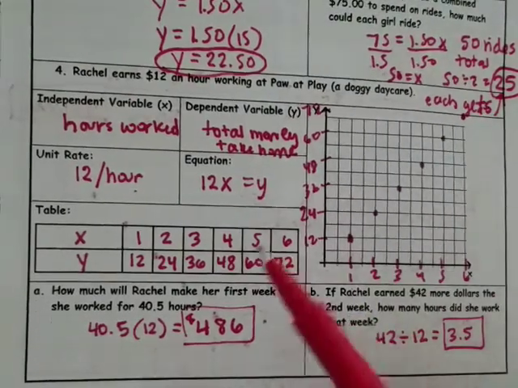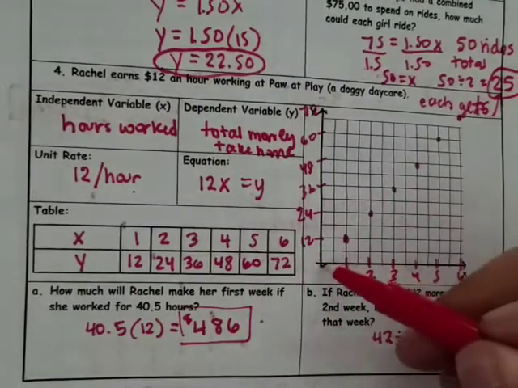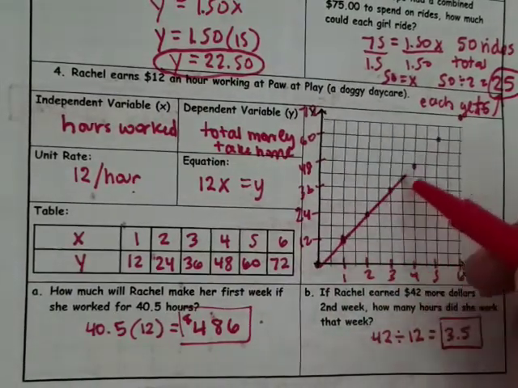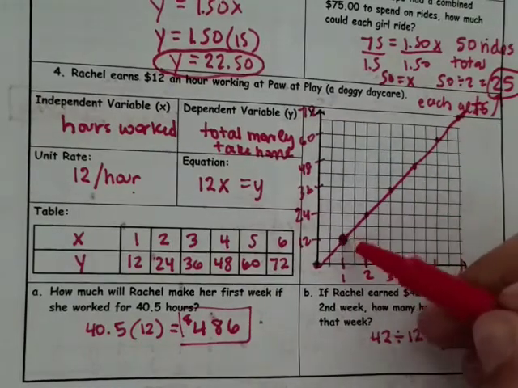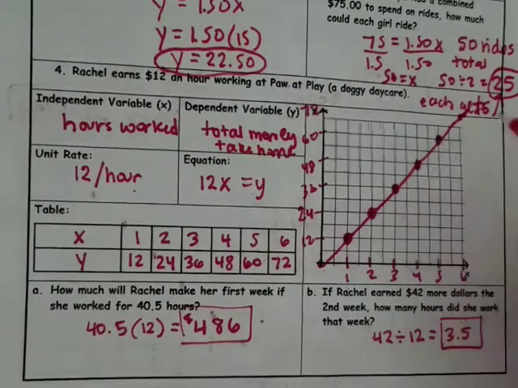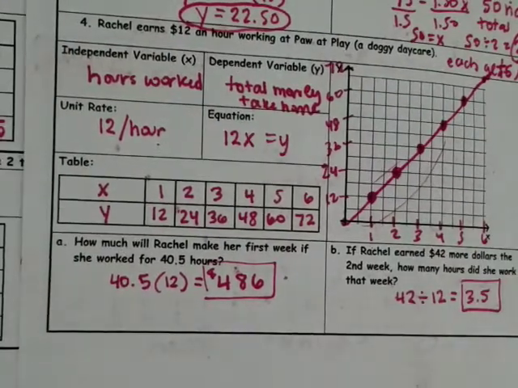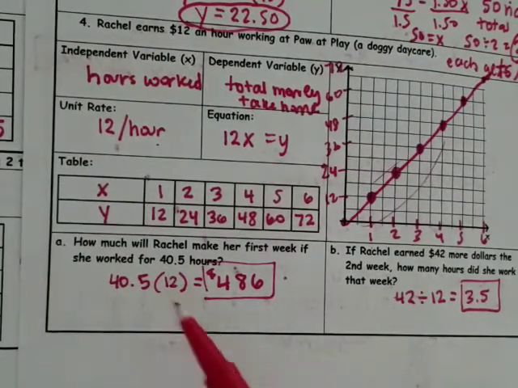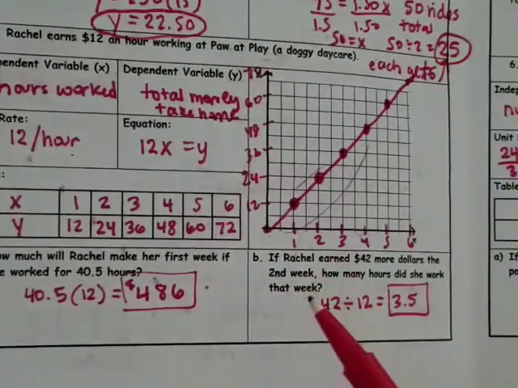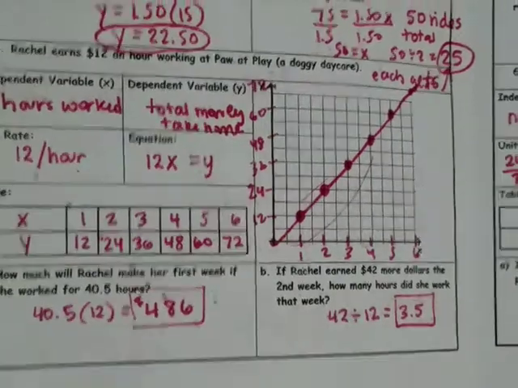Okay, and right here, how much will Rachel, and you can work part of an hour, so we're actually going to go ahead and connect these because she can get in between hours. Like she can work 4.2 hours or 6.25 hours. So that's why I am going to connect those. The question down here said how much will she make from her first week if she worked 40 and a half hours, $486. What if she earned $42 more the second week? How many hours did she work that week? She only worked 3.5 hours extra. So that's number 4 for Rachel.